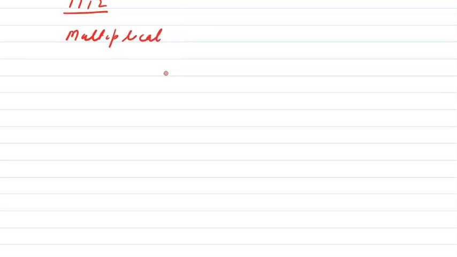Suppose I have to multiply some number by 13. So, multiplication by 13. To understand this process, let us take a small example. Let us multiply 24 by 13.